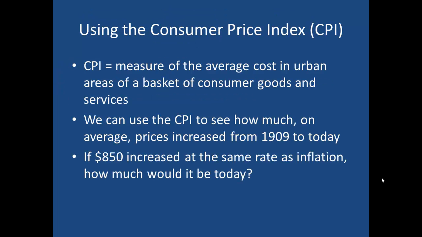Commonly, people use the Consumer Price Index, or CPI, to do this calculation. The CPI is a measure of the average cost in urban areas for a basket of consumer goods and services. We can use the CPI to see how much, on average, consumer prices rose from 1909 to today. We can then apply that increase, or inflate the $850, into what it would be in today's dollars. In essence, we're finding, if we took $850 in 1909 and increased it at the same rate as average inflation, how much would it be today?